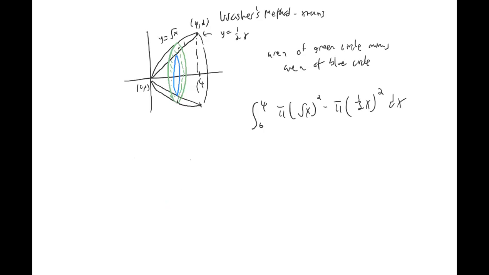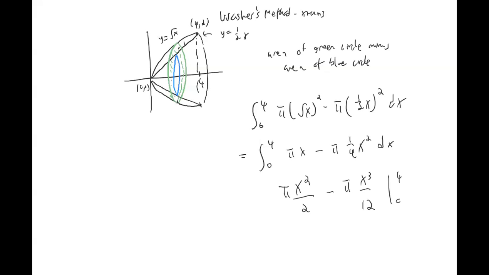So at this point, it's just integrating pi times x minus 1/4 x squared. Oh, what is this? Pi times, 12, right? 4 times 3. If I make an algebra error, tell me. So this is 4 squared, 16, 8 pi minus 64 over 12. Whatever that is.